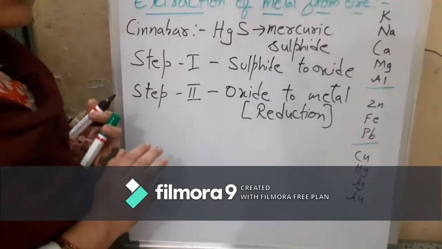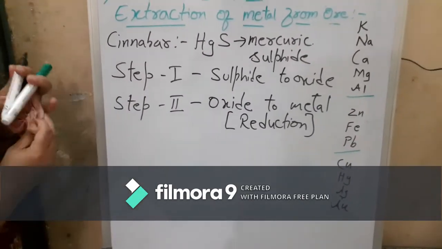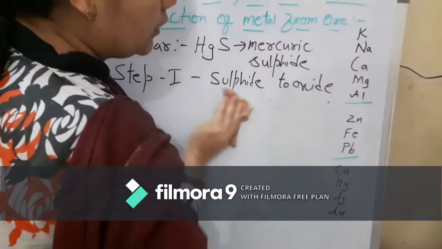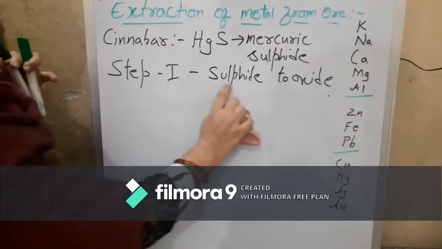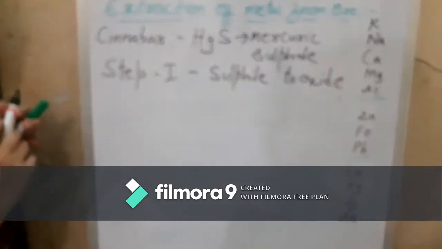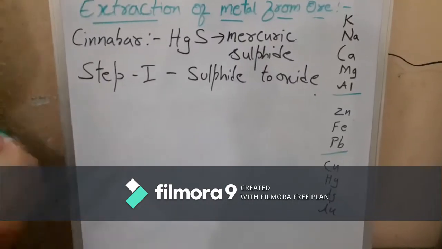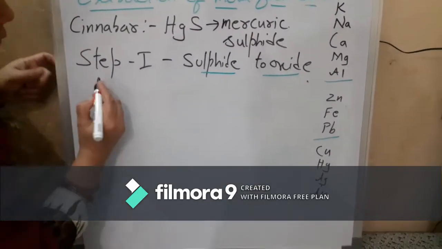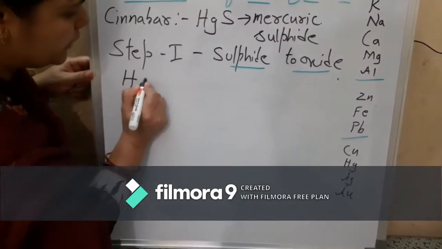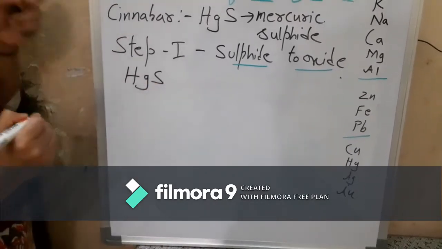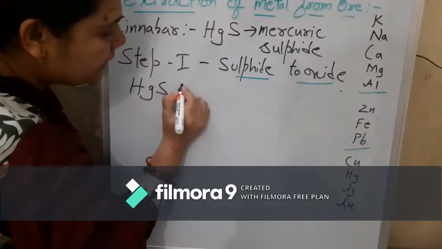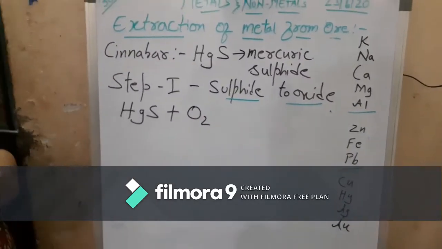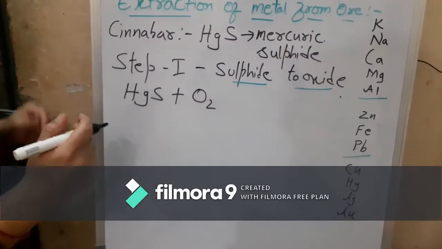Okay, and this is done just by the process of heating. So now let us discuss first the step 1. So now step 1 is what? Converting my sulfide ore to oxide. Now how do I do this? The sulfide ore, what is my sulfide ore here for mercury? Mercuric sulfide, cinnabar, will be heated in the presence of oxygen. So we can say more or less it's a sort of combustion process.